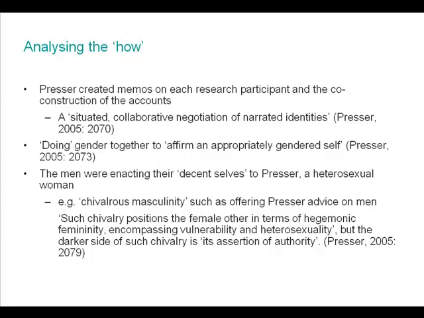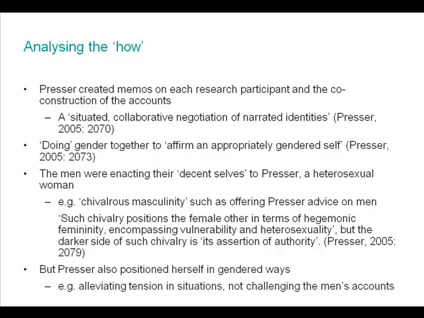So if the interviewer had been a man, the doing of gender would have been quite different in those interview contexts. So one of the things these men would do is what she calls chivalrous masculinity. So, for example, offering her advice on men, and advising her to avoid men like themselves who are likely to batter her to death. And she says that this kind of chivalry positions the female in terms of hegemonic femininity. So it positions her as a woman who's vulnerable and heterosexual. But she then says that there's a darker side to this chivalry, and that darker side is that it's also an assertion of authority. So she analyses the ways in which the men would try to assert their authority over her.